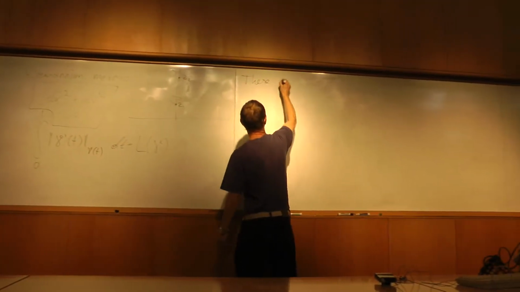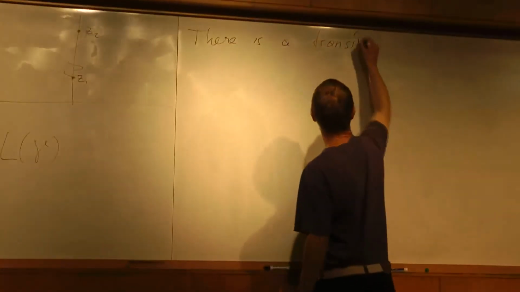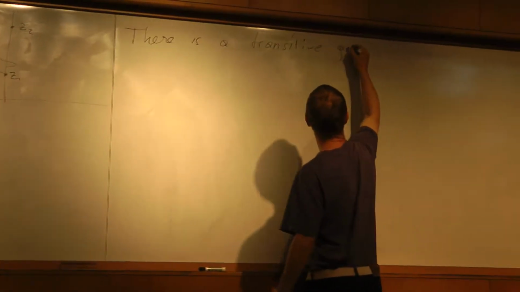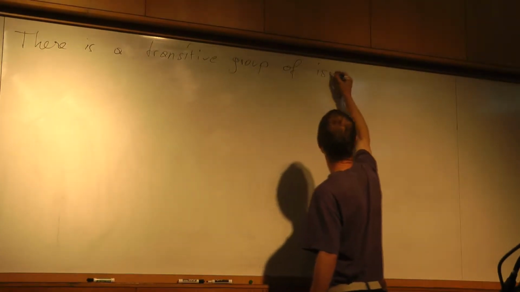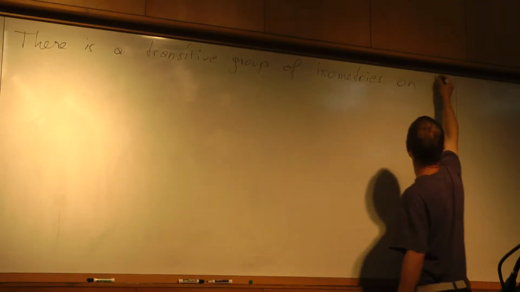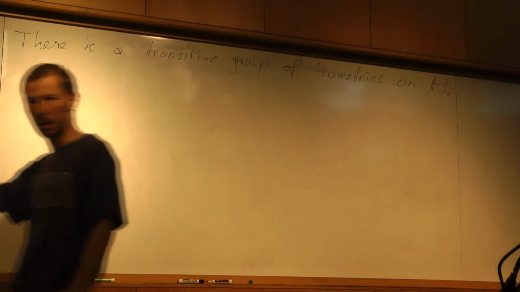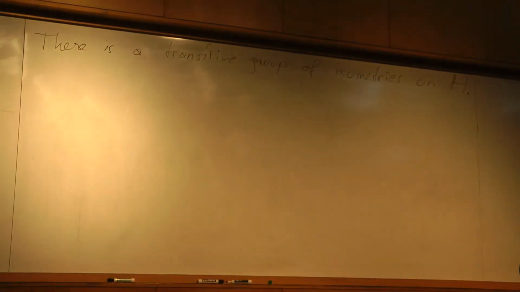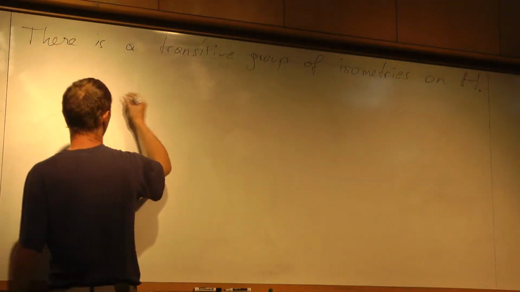There is a transitive group of isometries on H. So I can map any point to any other point by an isometry. It's transitive. That's huge, right? Now, why is that? Well, I can give you a formula.